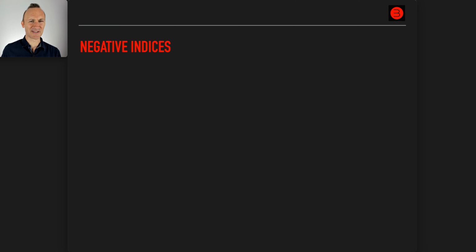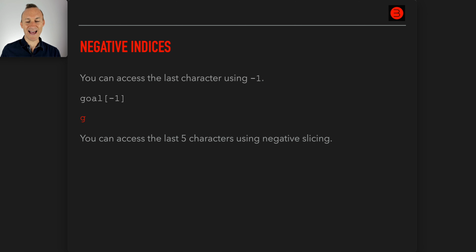Okay, now let's look at negative indices. Ooh, cool. You can have negative indices? Well, you can access the last character using an index of -1. So goal -1 will give us the last character of goal, which in this case is a G. You can also access the last 5 characters using negative slicing. Pretty cool. So for instance, goal -5 to -1 starts at the -5th index and goes all the way to the -1st. In this case, we get R-N-I-N-G. Have you been able to figure out what the mystery string is yet?